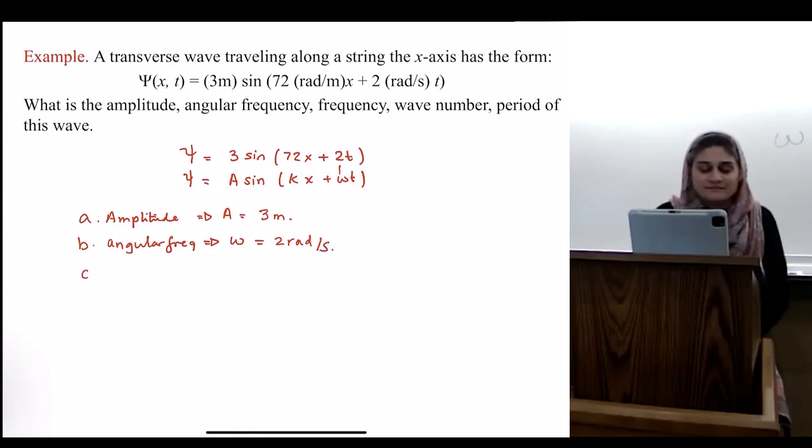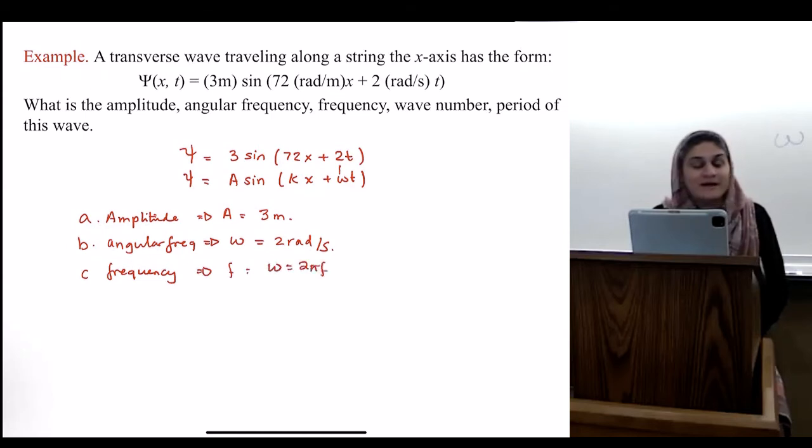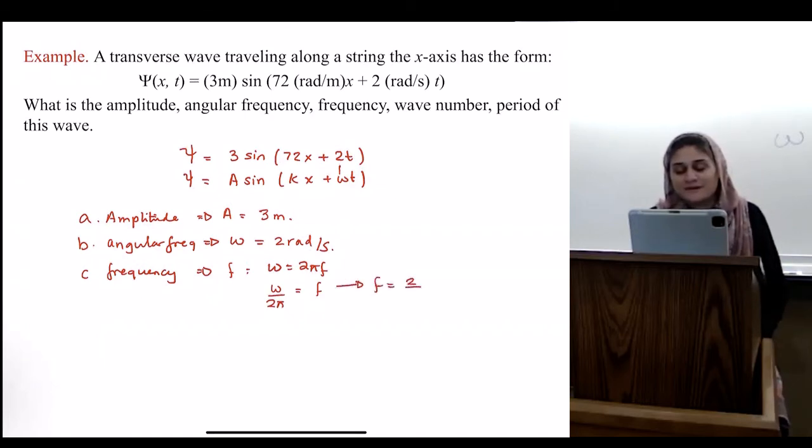Number C, frequency. What's frequency? I know I'm looking for frequency, but I know omega equals 2 pi f. So frequency will just be omega divided by 2 pi. So that means frequency will be what? 2 divided by 2 pi. Somebody do that math. It'll be like 2 divided by 6.3 something. Hertz. Yay.